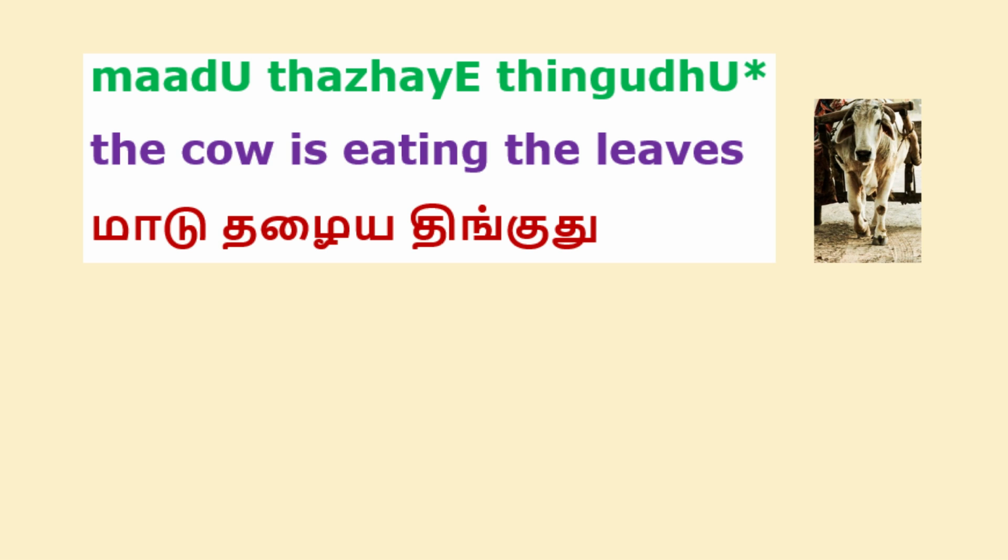The cow is eating the leaves. மாடு தழைய திங்குது. For eating we would rather say சாப்பிடுது, but it's okay for animals and such things. They say திங்குது. And we also use it sometimes. You could still hear people saying திங்குது for something like snacks or very light munchy food. The boy is eating. அவன் திங்குறான். So மாடு தழைய திங்குது. The cow is eating the leaves.